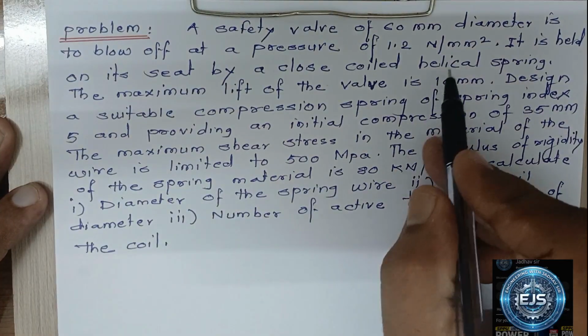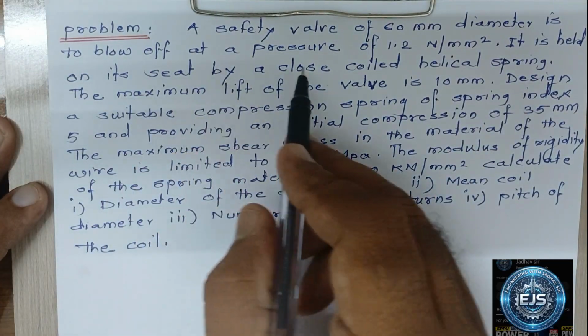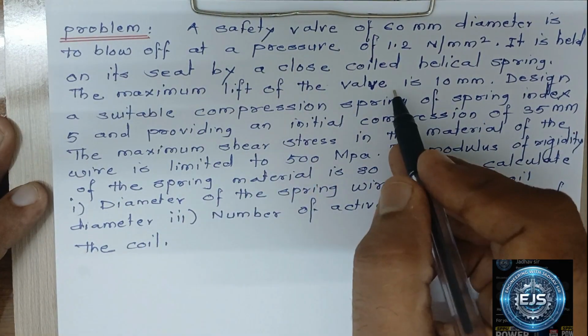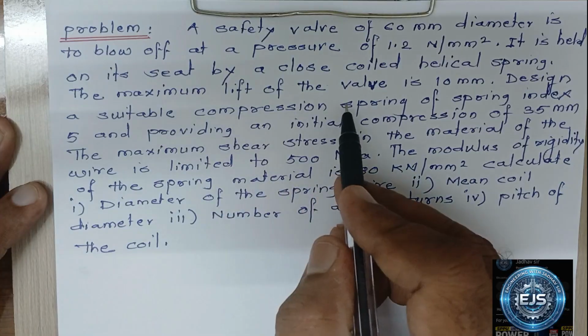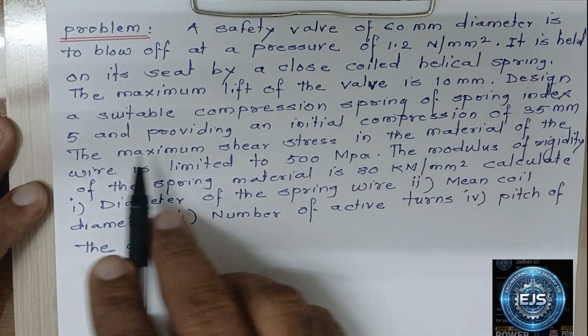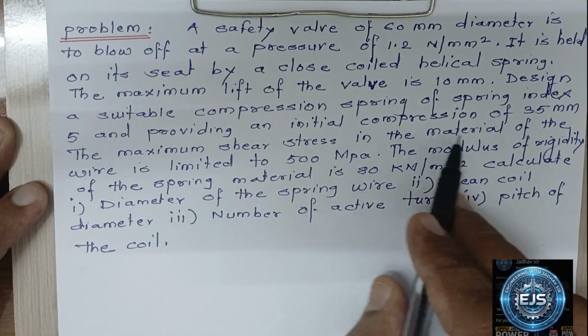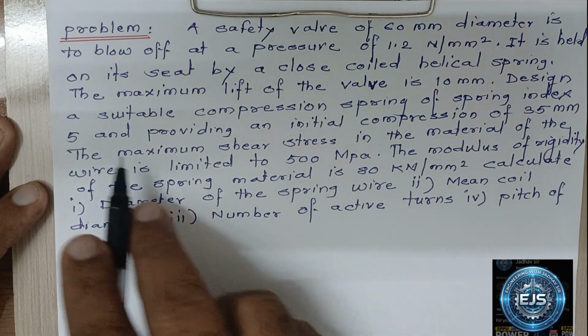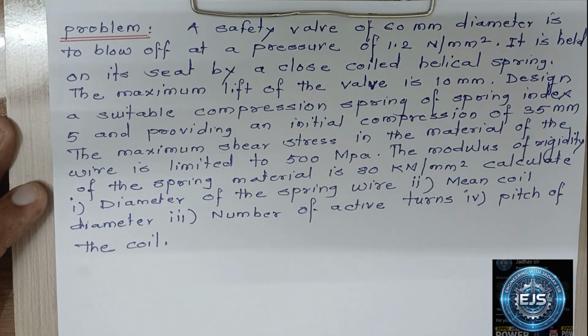A safety wall of 60 mm diameter is to blow off at a pressure of 1.2 Newton per mm square. It is held on its seat by a closed coiled helical spring. The maximum lift of the wall is 10 mm. Design a suitable compression spring of spring index 5 and providing initial compression of 35 mm. कंप्रेशन हेलिकल कंप्रेशन स्प्रिंग डिजाइन करना है जिसका स्प्रिंग इंडेक्स 5 है और इनिशियल कंप्रेशन है 35 mm.